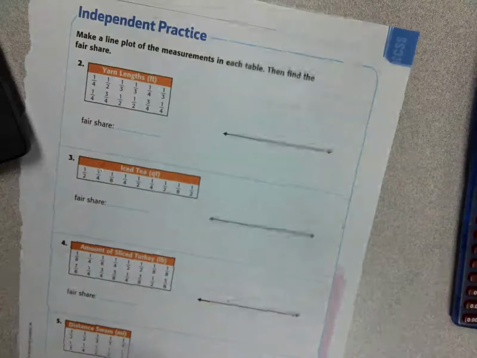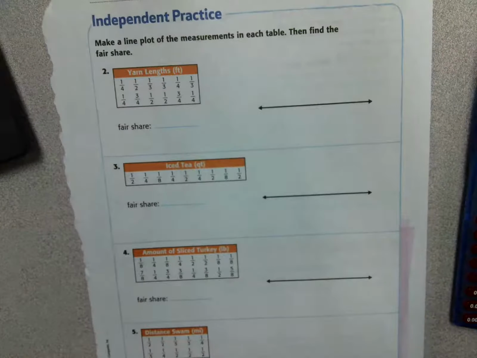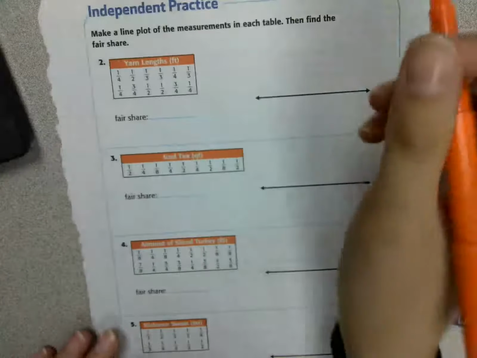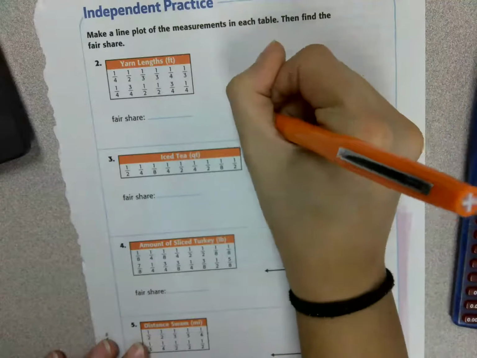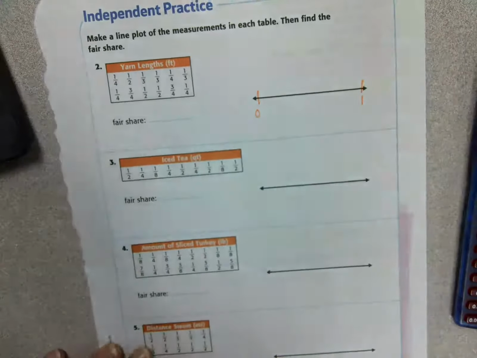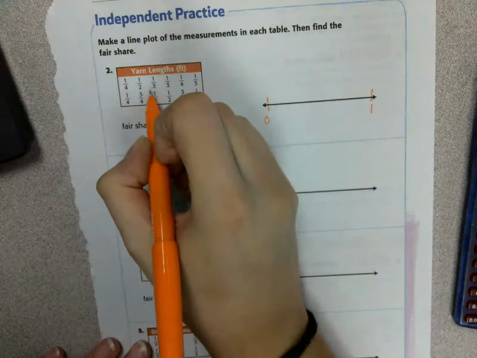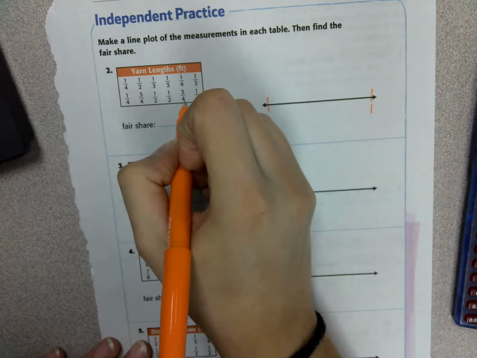We'll do one more together, and then you can do the rest by yourself. So make a line plot of the measurements in each table, then find the fair share. So we have fractions, so you're probably going to make it out of 1 for most of these, if not all of them. So we have 0, and then we have 1, and this is like a number line. So what do we have? We have 1/4, we have 1/2, we have 1/3, we have 3/4.